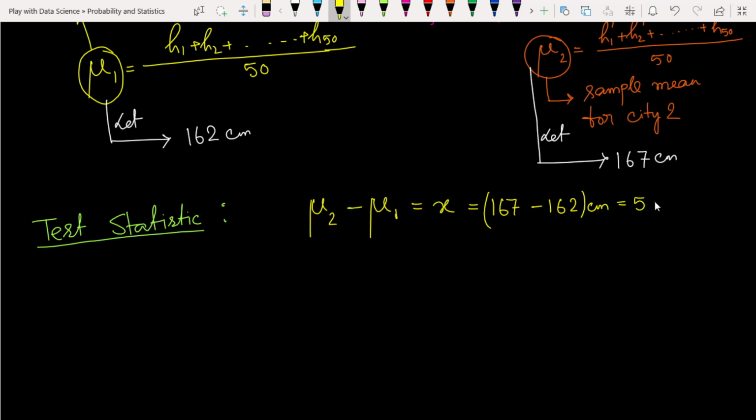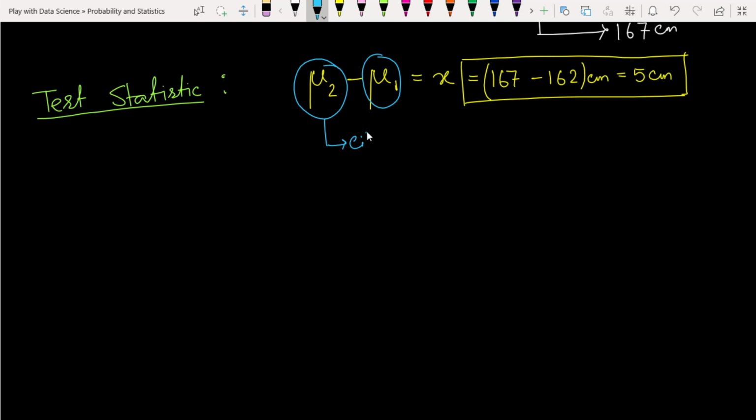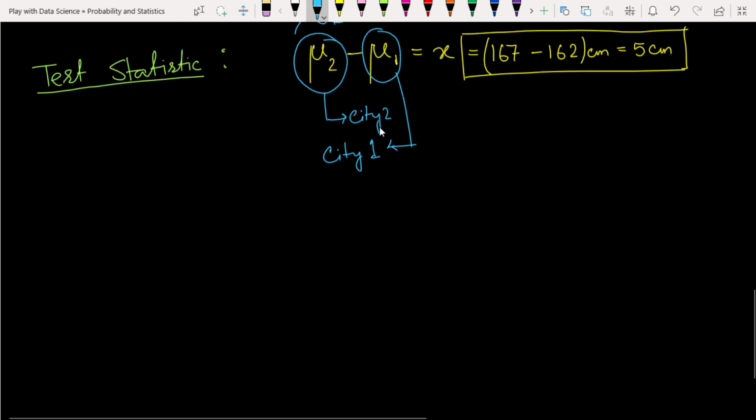So this will be 167 minus 162, which is 5 centimeter. In this example we have got this value, 5 centimeter. Suppose this value is 5 centimeter, that we got for the sample means. This is the sample mean for city 2, and this is the sample mean for city 1. Yes, these are the sample means.